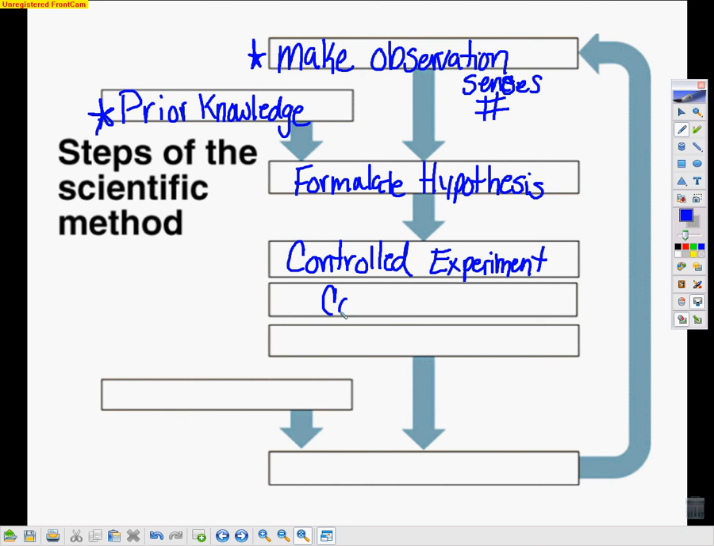You collect data, maybe put it in the form of a data table or something that you'd write down in your notebook. And then lastly, you interpret it.